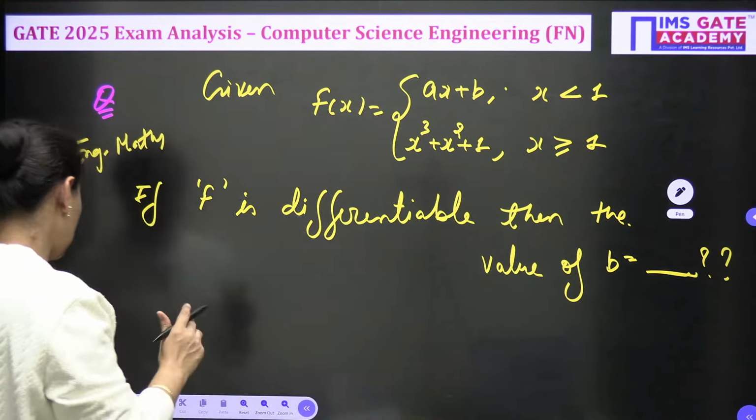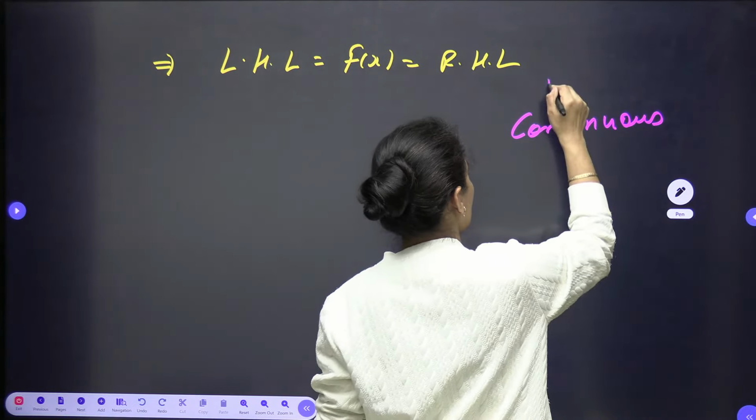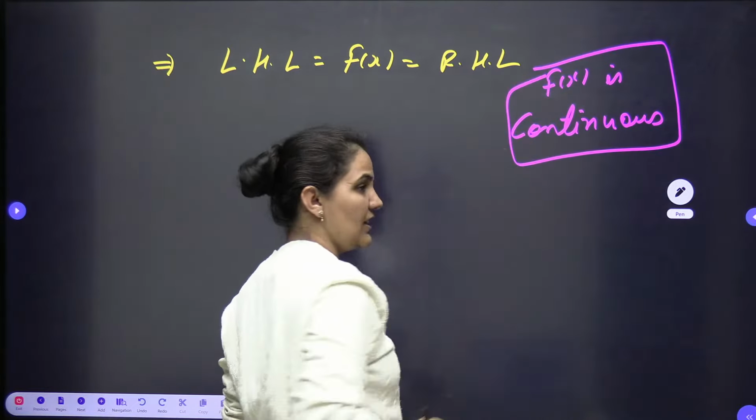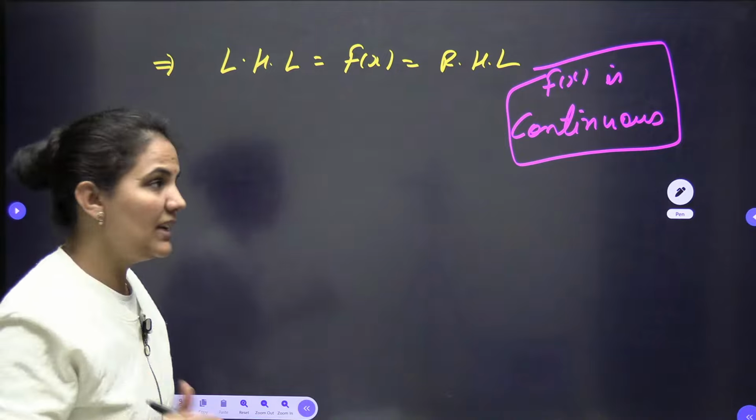So now if my function is continuous, children, okay, you can directly write the condition of continuity: left hand limit equals function equals right hand limit. Why? Because my function is continuous. f(x) is continuous. If your f(x) is continuous, it means left hand limit equals right hand limit equals function. You can take any one of them even.